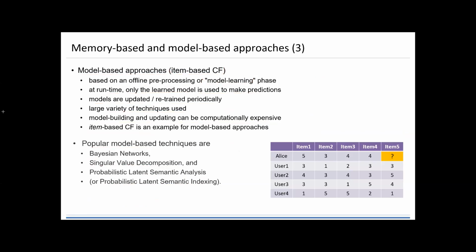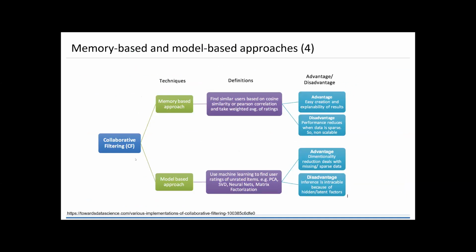So those are the popular techniques, and we're going to learn about one of them. This is singular value decomposition. So in summary, collaborative filtering has two approaches. The first approach is memory-based. The memory-based approach means we want to find similar users, either based on cosine similarity or Pearson correlation, and take a weighted average of ratings.